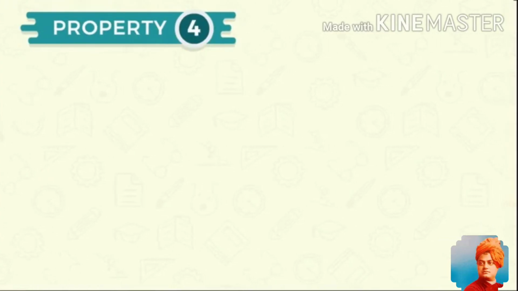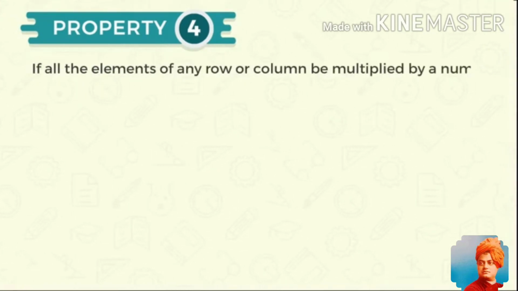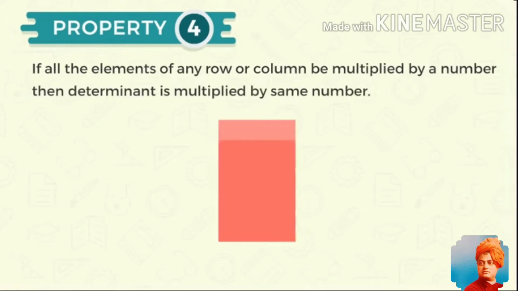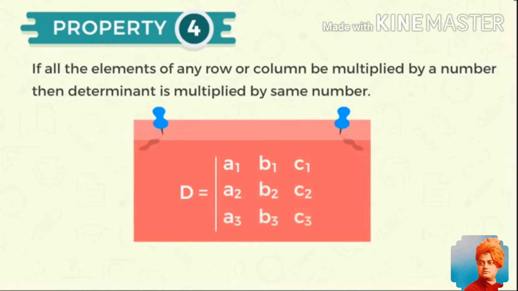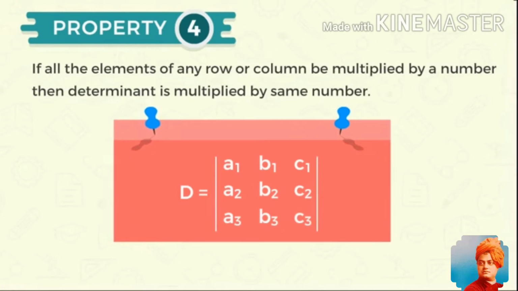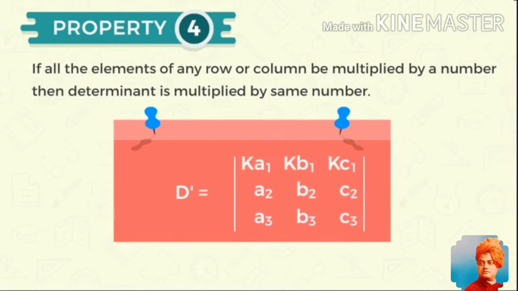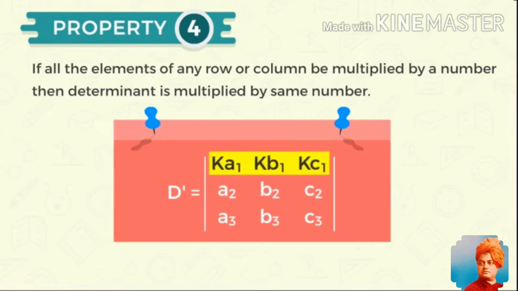Let us move to the fourth property, which states that if all elements of any row or column are multiplied by a number, then the determinant is multiplied by the same number. So let us take a determinant D with rows A1, B1, C1, A2, B2, C2 and A3, B3, C3. Let us suppose a scalar quantity K is multiplied with this determinant, then this K will be multiplied with all the elements of the first row, as shown there.